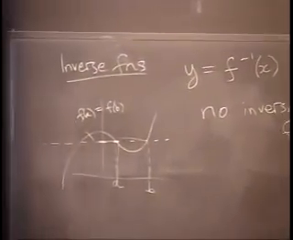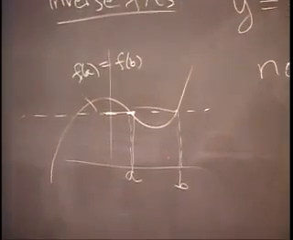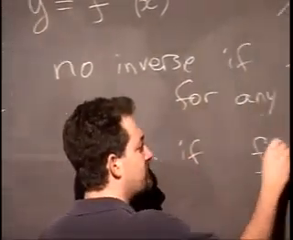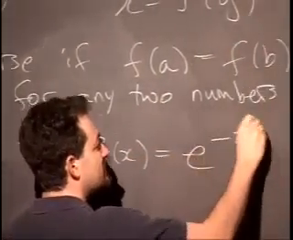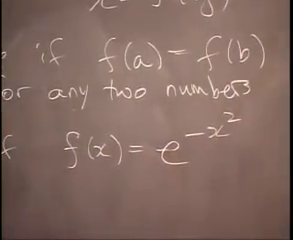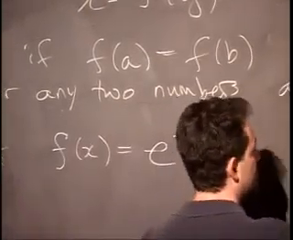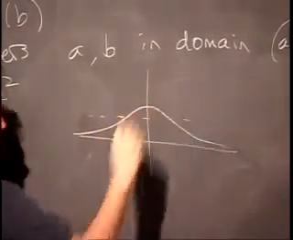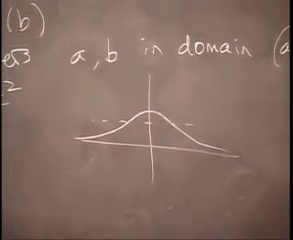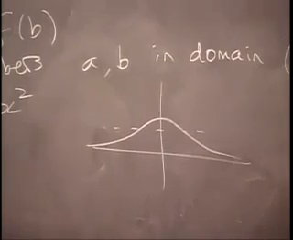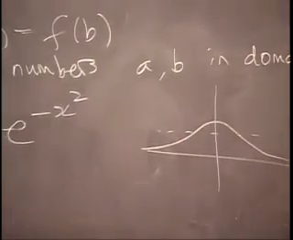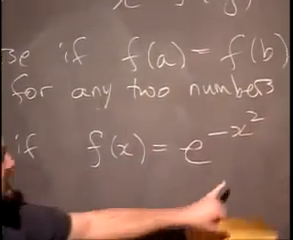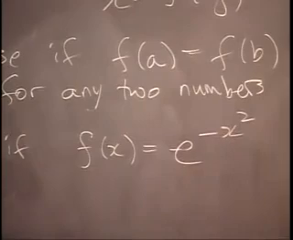Now, it's amazing how few functions actually satisfy that. For example, if f of x is, say, e to the minus x squared, that's actually a bell-shaped curve if you were to plot it. And you can see that it fails the horizontal line test. But how do you know that if you don't know what the graph of this thing looks like? Well, what you could try to do is find two different numbers such that when you plug them in, you get the same answer. If you think about it, x squared doesn't care whether x is positive or negative.